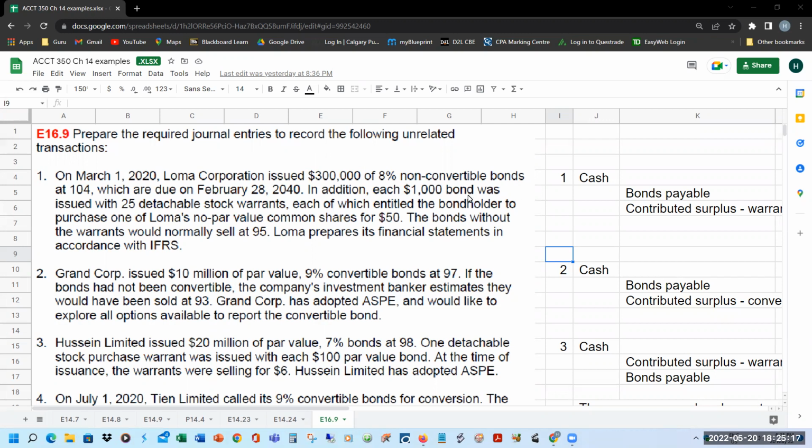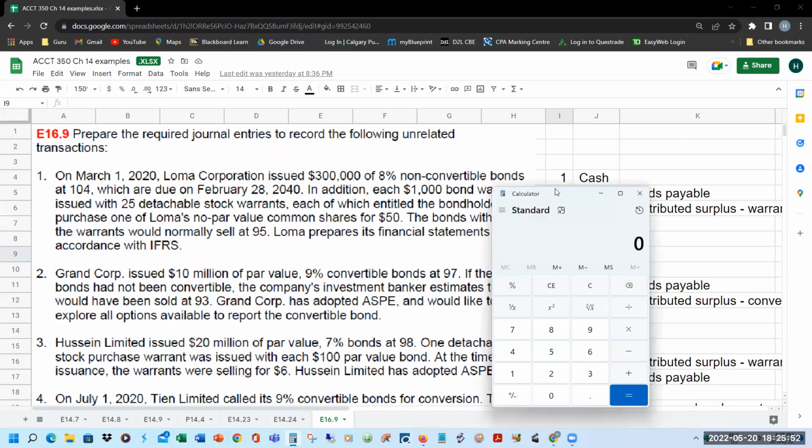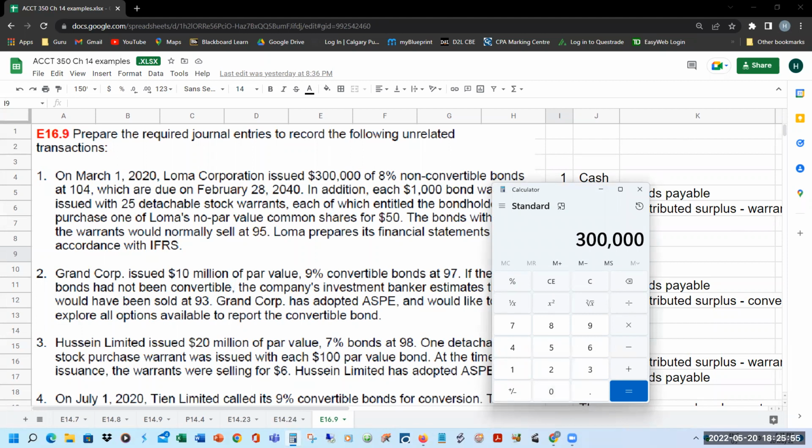So the 104, 95, these are ways of communicating, relative to the face value, how much the bonds were issued at, or how much they would have normally been issued. Something we have to pay attention to is the face value of the bonds. The face value of these bonds is 300,000. The company issued them at 104. So that tells us that the company issued these bonds at 104% of their face value. So if I take the face value of 300,000, 104% means multiply by 1.04. So the company got $312,000 cash by issuing these bonds.